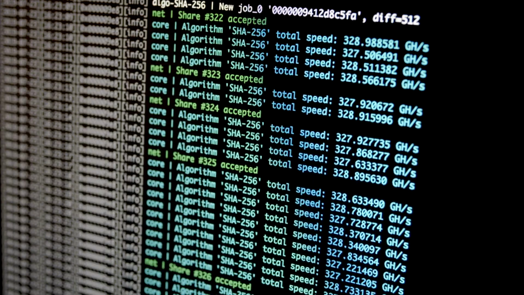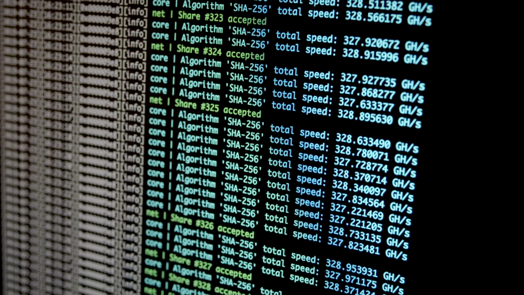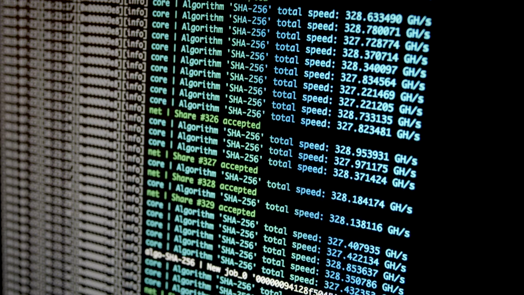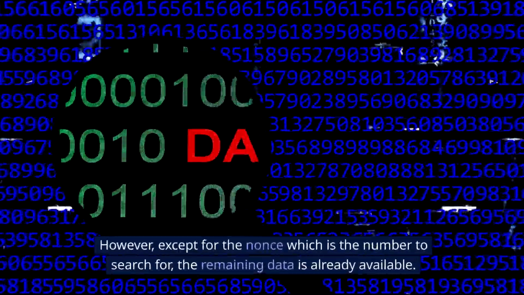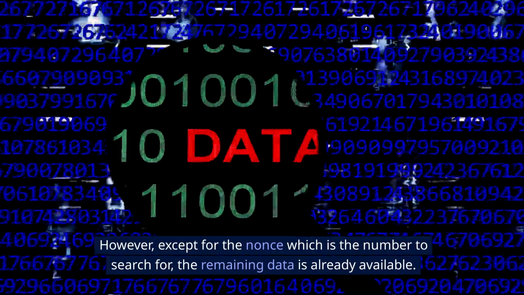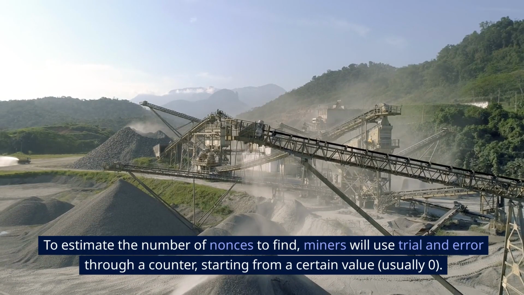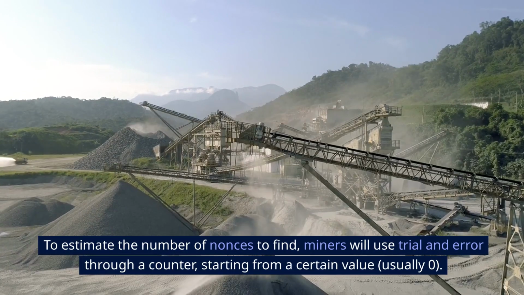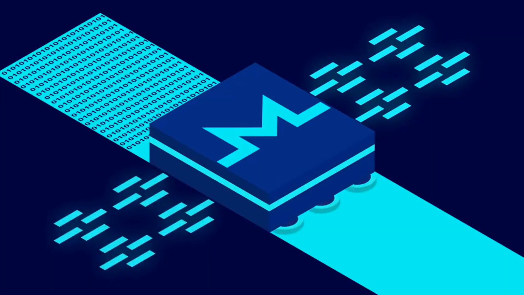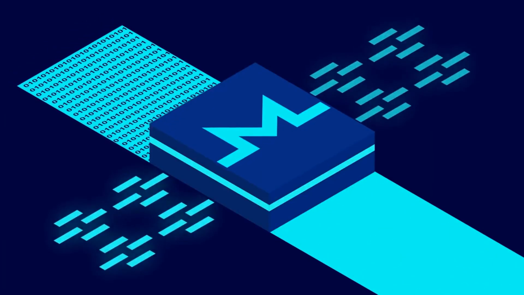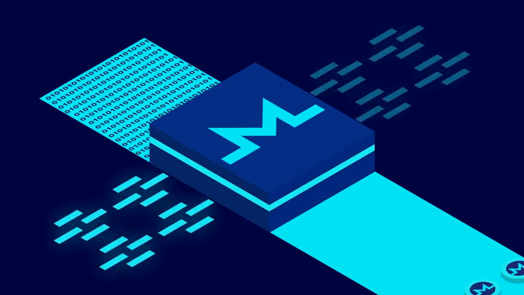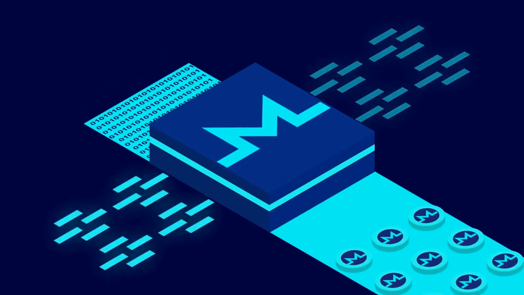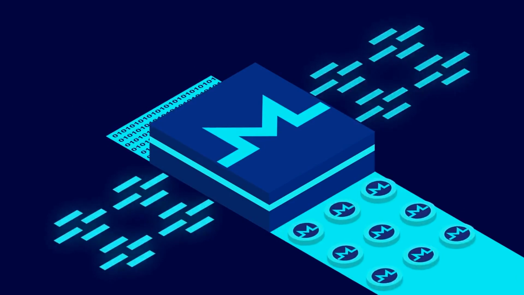Thus, when starting to mine a block, miners will use a hash algorithm, e.g. SHA-256 for the Bitcoin blockchain, to run a hash function on the data of that block. However, except for the nonce, which is the number to search for, the remaining data is already available. To find the nonce, miners will use trial and error through a counter, starting from a certain value, usually 0. First, miners will continuously try and change the nonce value, if wrong, to rerun the hash function until they find a hash value that meets the network's set conditions. For example, this hash value must start with a certain number of zeros.